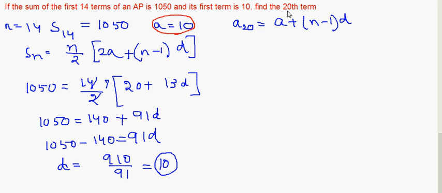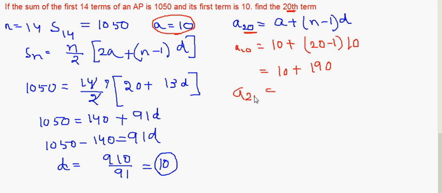We have to find the 20th term, which is A20. So we start calculating here: A20 should be equal to a, which is given as 10, plus n minus 1, where n is 20, times d, and I calculated d to be 10. So I'm getting a plus 20 minus 1, which is 19. 19 into 10 is 190. So I'm getting A20 as 200. Hope I've made myself clear with the question.